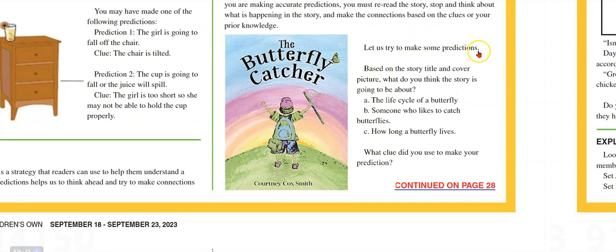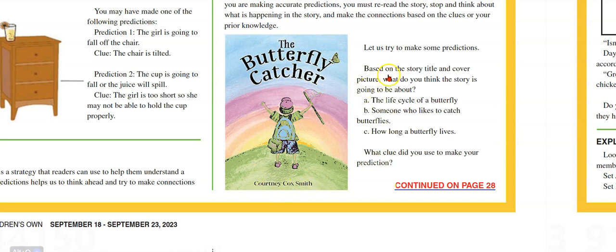Let us try to make some predictions. Based on the story title and cover picture, what do you think the story is going to be about? So here, the butterfly catcher. Here's a picture, and this person here clearly has some form of a net. Okay, you see that?